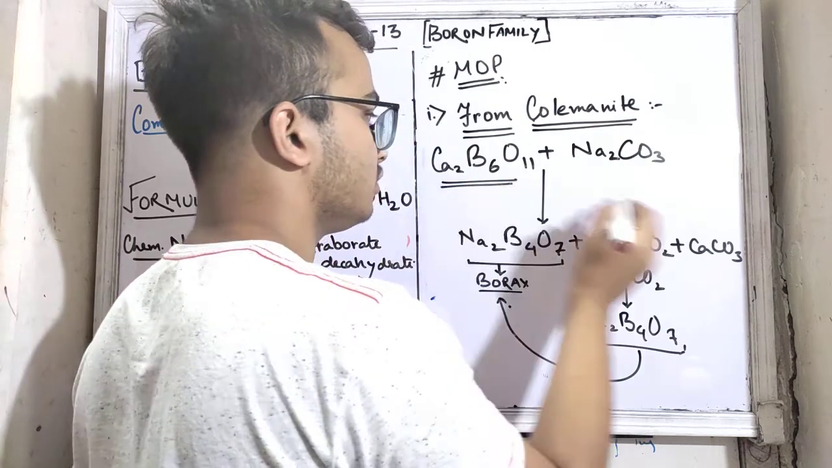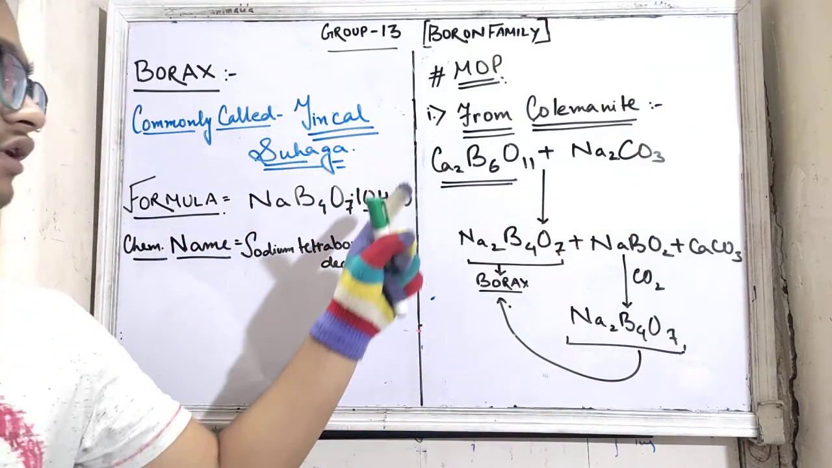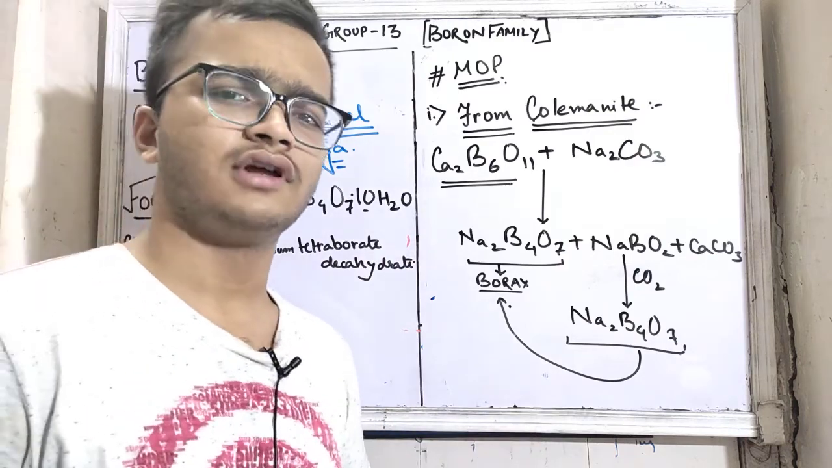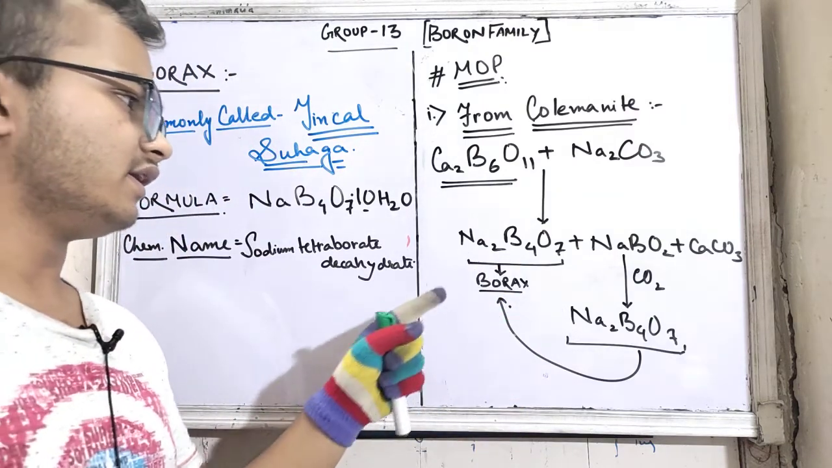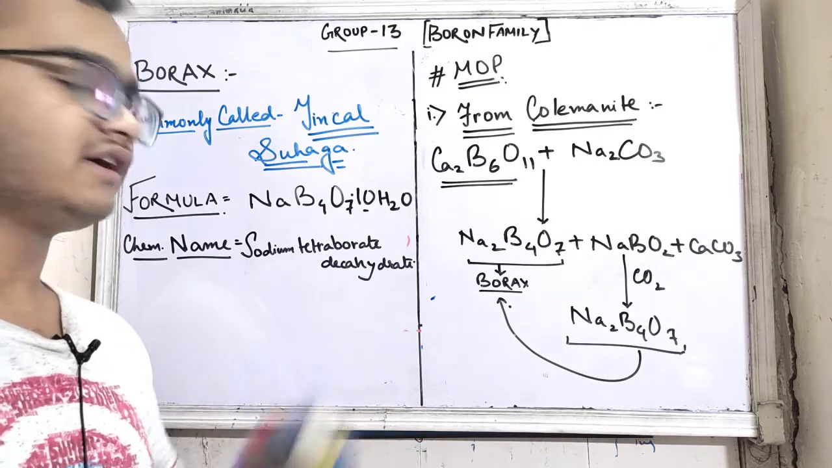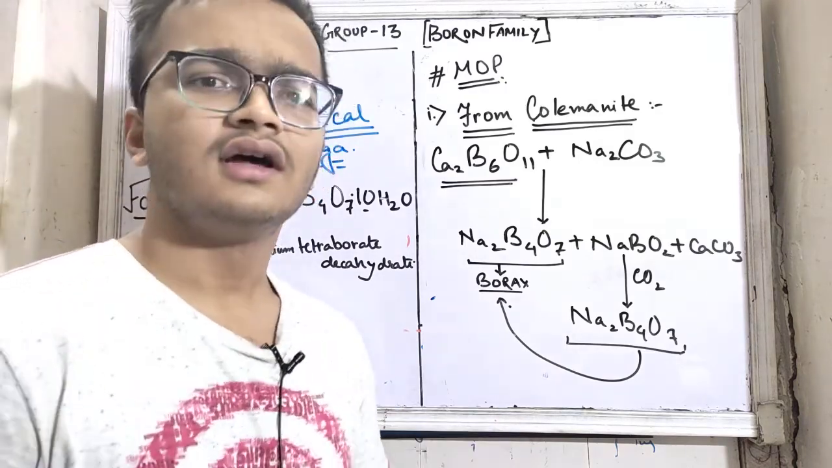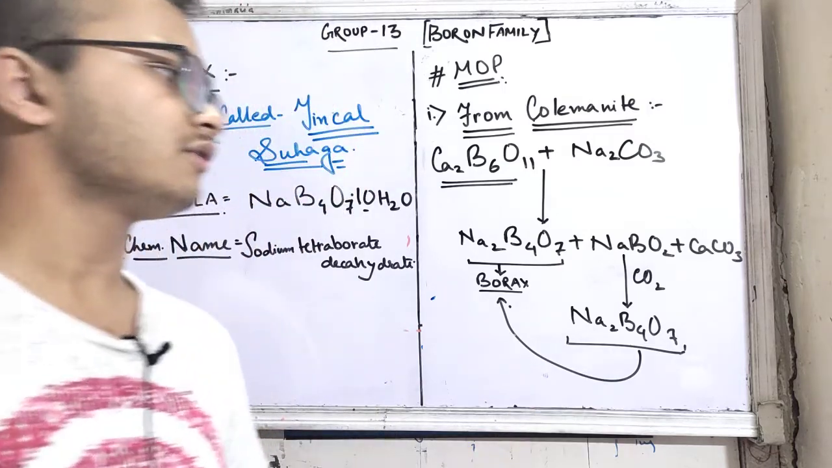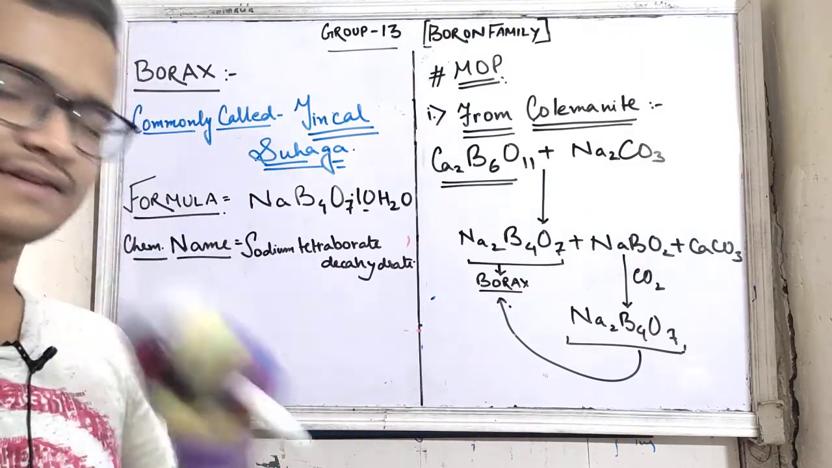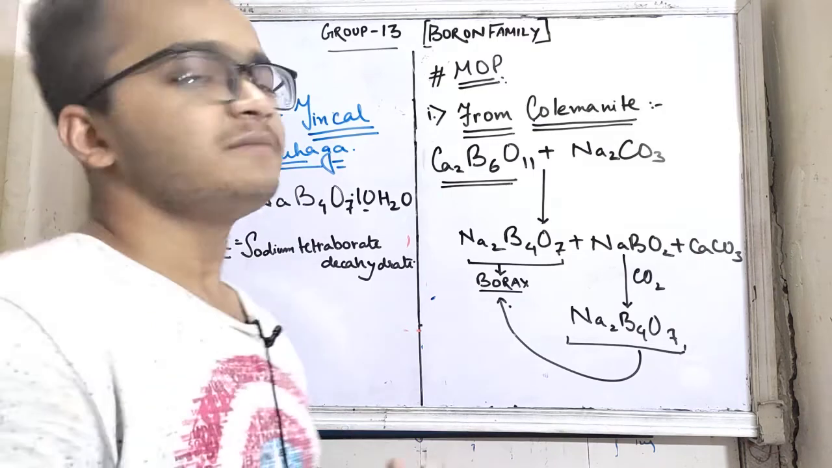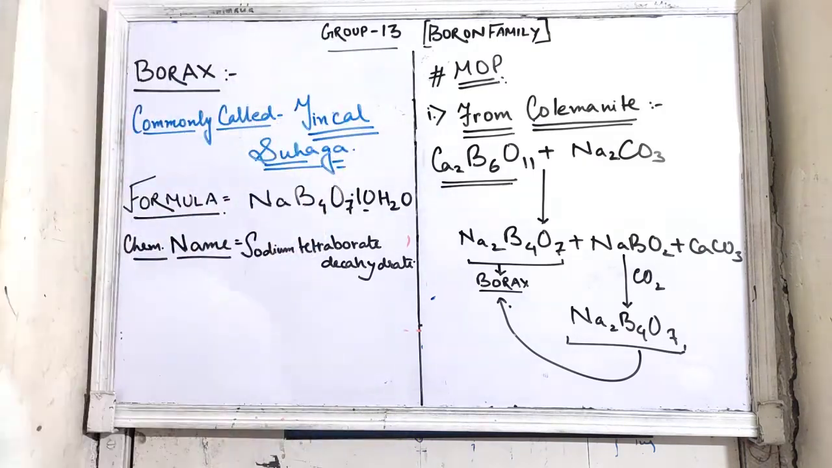You have to remember this compound, colemanite. So what did I do? This is Ca2B6O11. I treat it with sodium carbonate, Na2CO3. I get sodium tetraborate, Na2B4O7, which is my borax. Then I also got NaBO2 and CaCO3. Now on treating NaBO2 with CO2, I get again the borax. So this is an efficient method of preparation of borax. Copy this. Next we will come to the chemical properties of borax.